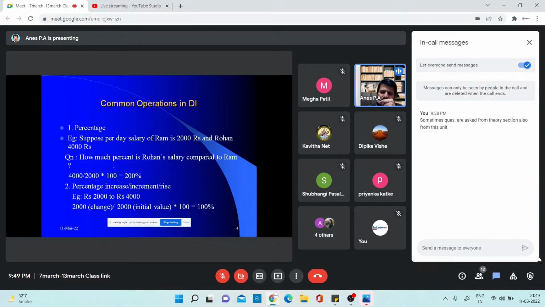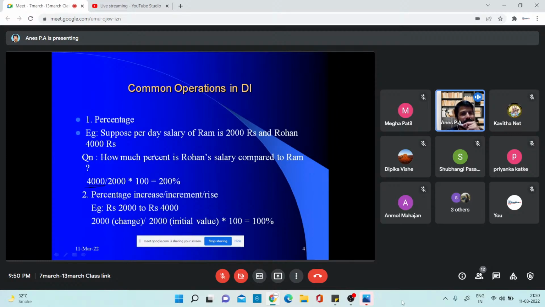Rohan's salary we know is 4000, so we give it as the numerator, and Ram's salary is 2000. A percentage is the representation of two things in 100 format. So here we give Rohan's salary as numerator and Ram's salary as denominator, into 100. We get the percentage, that is, how much percentage Rohan's salary is compared to Ram's salary. That is 200 percent.